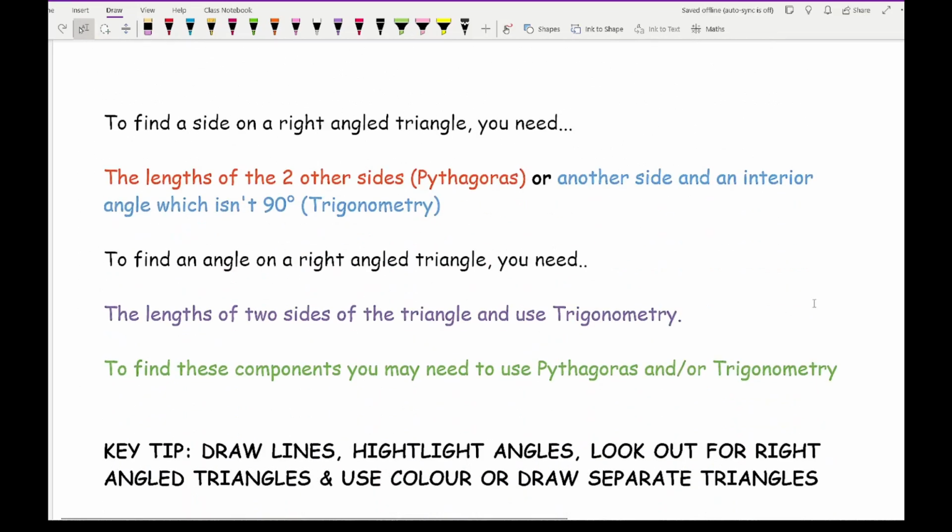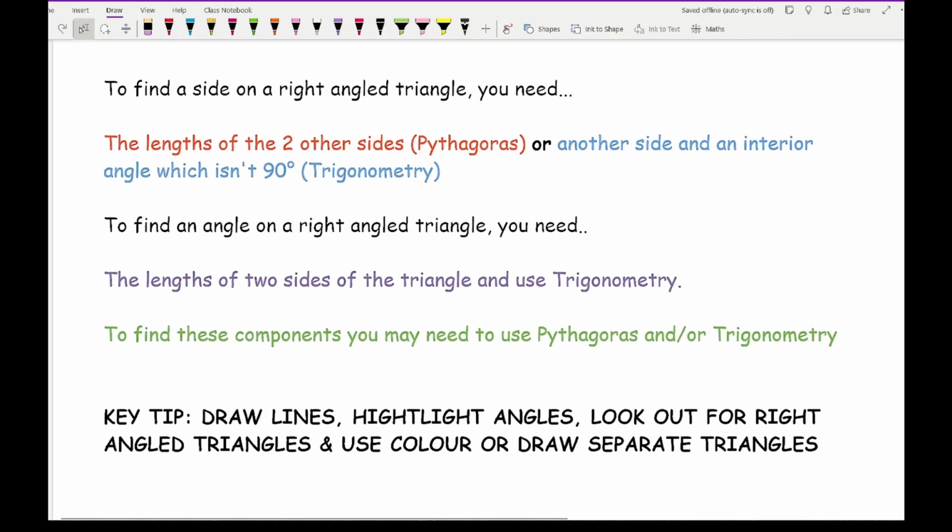Now to find a side on a right angle triangle, you need either one of two things. You either need to know the two other sides of that right angle triangle, so then you can use Pythagoras, or you need to know one other side and an interior angle which isn't the 90-degree angle and use trigonometry. If you're asked to find an angle on the right angle triangle, you will need to find the two lengths of the triangle and then use trigonometry. To find these components you may need to use Pythagoras and trigonometry again, or for the first time, to get those.